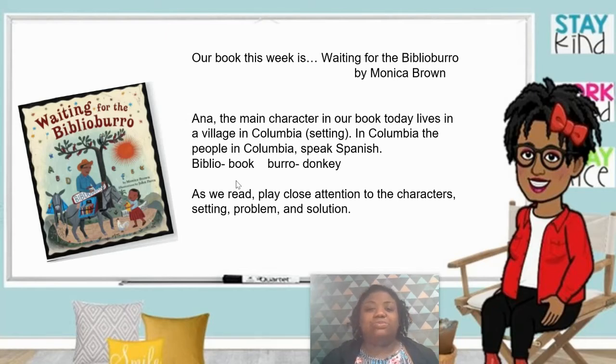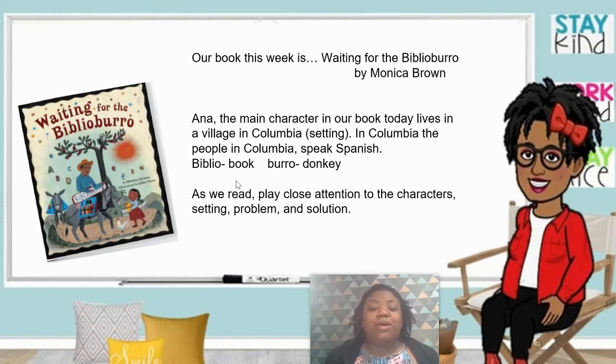In our book this week, Waiting for the Biblioburro by Monica Brown, we have the main character, Anna. Anna lives in a village in Colombia. So far, I have told you the main character. Who is the main character? Anna. She is the who in the story.